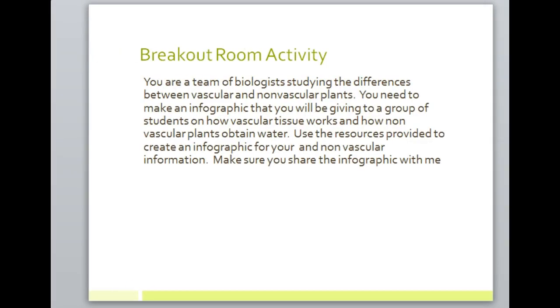That's the information that we have about vascular and non-vascular plants. In your breakout rooms in class, you're going to do a little bit of research on vascular and non-vascular plants and create some information on what you know. You can use an infographic or a Google document or a Google presentation. However you want to do it is totally fine with me. That'll be an activity that we do in class, and it will be fun.